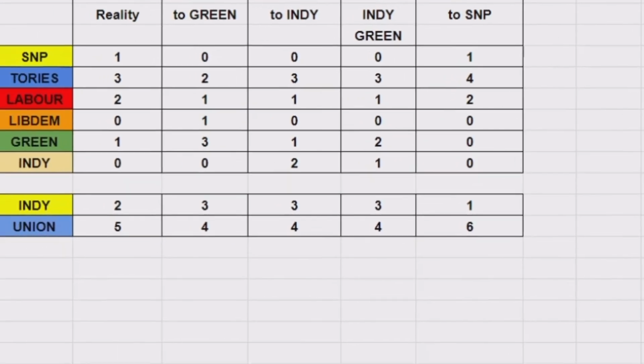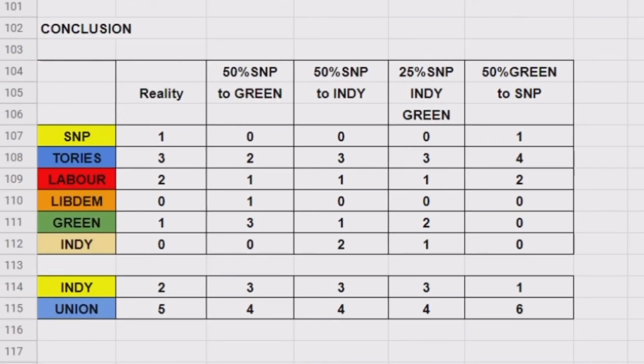Alright, let's have a look at the actual results table, the conclusion table. So in reality, on the day, there was 1 SNP seat, 3 Tories, 2 Labour and 1 Green, giving us 2 Indie bums on the seats and 5 Union bums on seats. Alright, if we did SNP 1 Green 2 and also SNP 1 and Indie 2, we end up with 3 bums on seats for the Indie parties respectively and 4 of the Unionists.